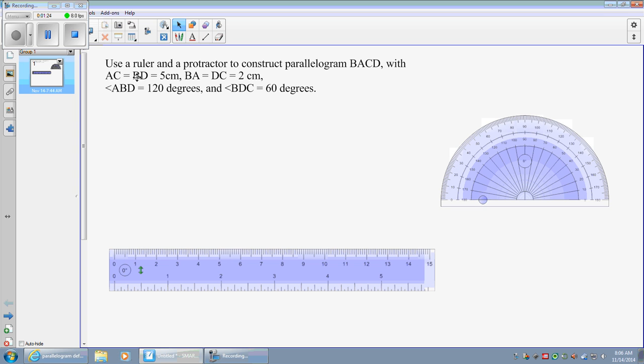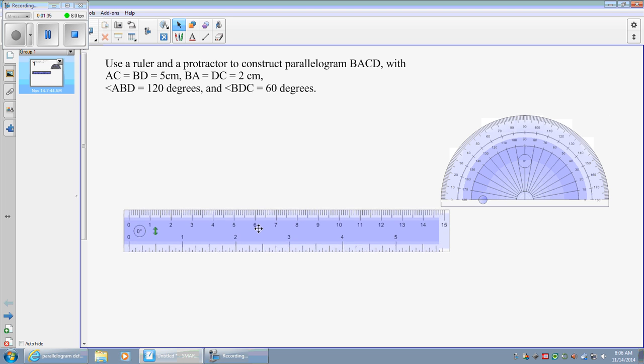Let's take a look at this. AC and BD are going to be the exact same length. They're both going to be 5 centimeters. We can do that. We're going to take our ruler and we're going to create a line. I always like to start with the bottom line, so you can do what you want, but that's where I typically start. So when we're measuring with a ruler, we start at 0, and we measure across. We're going to measure 5 centimeters long. Now you're going to be using your pencil, so it'll look a little bit different, but bear with me.